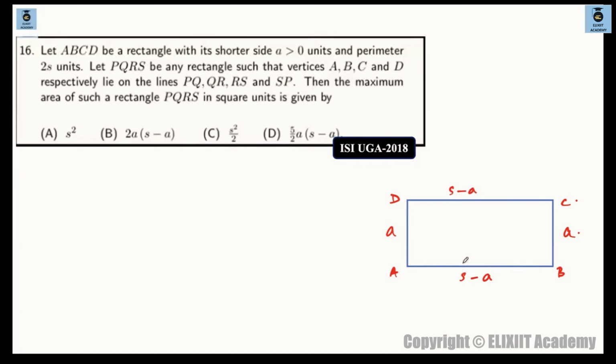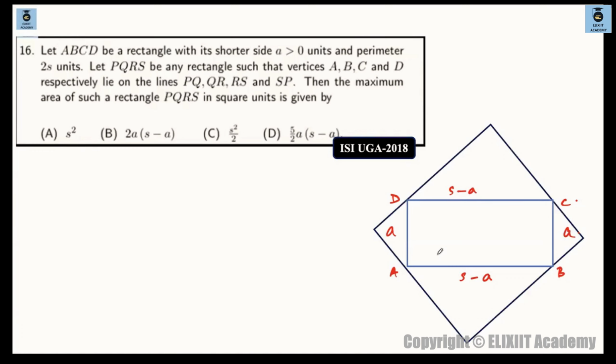अब बोल रहा है कि PQRS be any rectangle such that the vertices ABCD respectively lie on the lines PQ, QR, RS and SP. माने A is lying on PQ. So there is another rectangle PQRS where A is lying on PQ, B is lying on QR, C is lying on RS and D is lying on SP. So there is another rectangle which needs to be created over here. तो ये हो गया one more rectangle of this type.